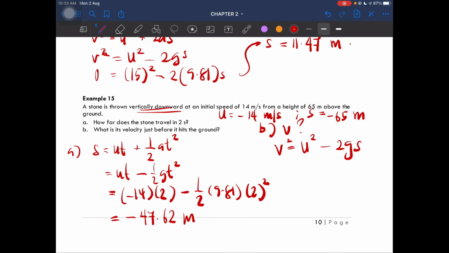So that's why s here is negative 65, and just substitute all the values, 65, negative 65. You'll then get negative 38.36 meter per second. Okay, so that is example 15.